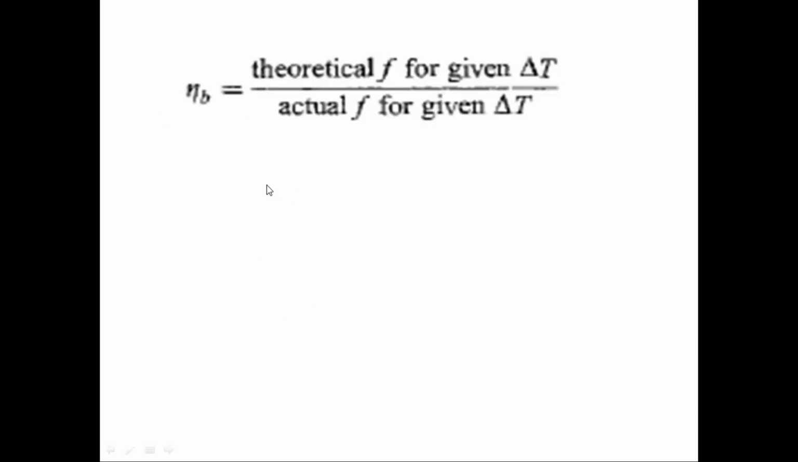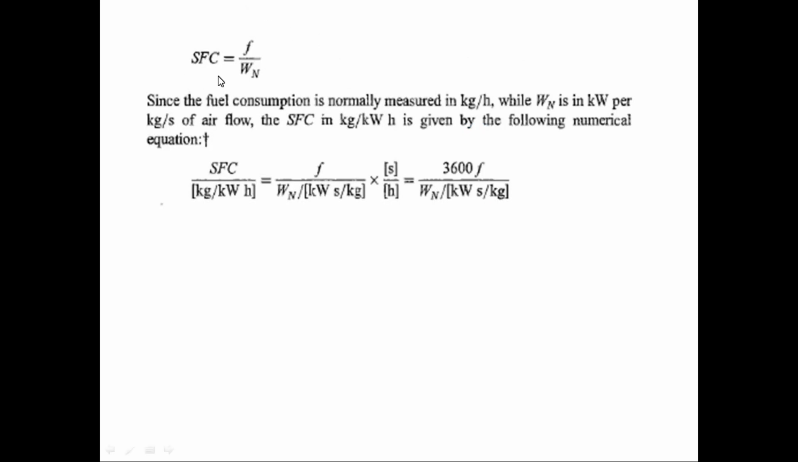Here we have defined the combustion efficiency, which is the theoretical fuel air ratio for the given increase in temperature divided by the actual fuel air ratio for the given increase in temperature in the combustion chamber. The next is the specific fuel consumption, which is the fuel air ratio divided by the net work done, with the net work done in kilowatt hour per kg per second of air flow. So you can express this in terms of the fuel air ratio as 3600 times fuel air ratio divided by the net work.